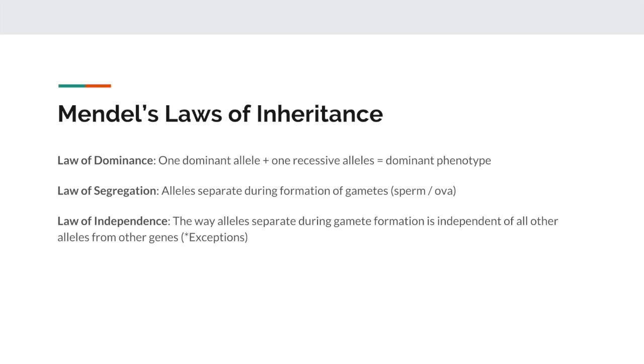And of course, there are exceptions to this because, as you can imagine, some genes are actually on the same chromosome, so those would not fully be independent together. But that was discovered after Gregor Mendel made these laws.